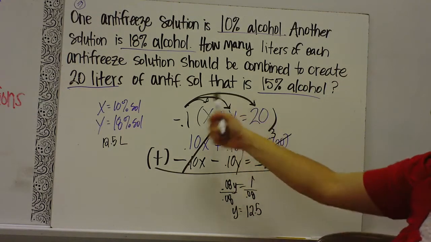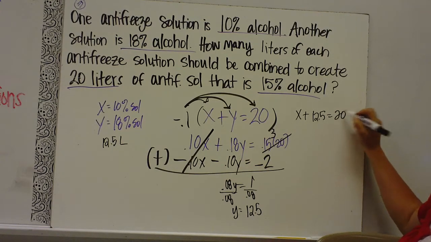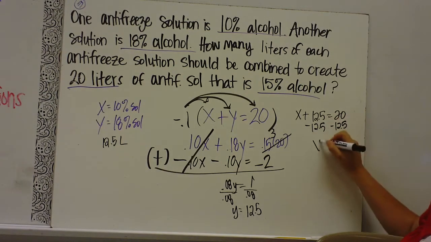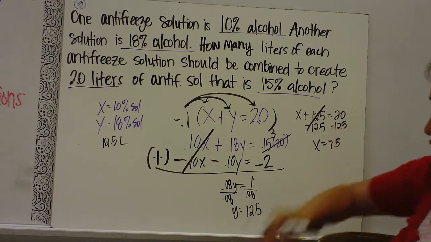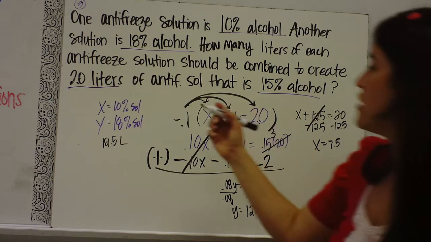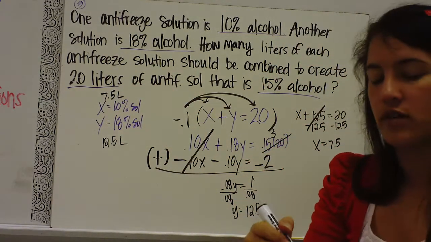Then I'm going to substitute it back in. X plus 12.5 equals 20. You subtract 12.5 from both sides, and X is going to equal 7.5. So that means we want 7.5 liters of our 10% solution.